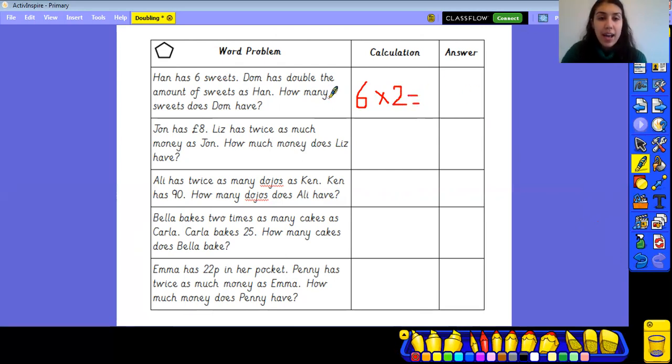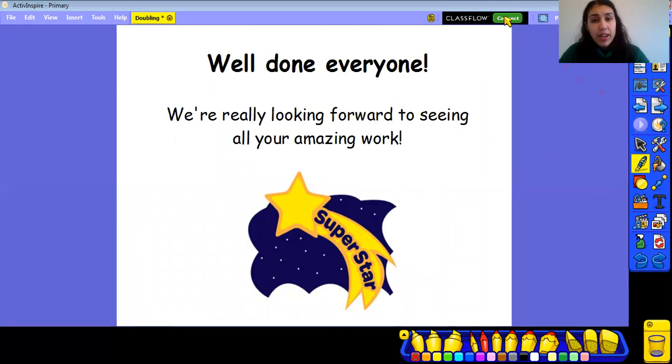So Han has 6, Dom has twice the amount of sweets. How many does Dom have? So 6 times 2 equals, well, I can't count in my 6s, so I'm going to count in my 2s. 6 times 2, 4, 6, 8, 10, 12 is my answer. So that's how I'd like you to fill in that sheet. Really tricky stuff, guys. Well done.